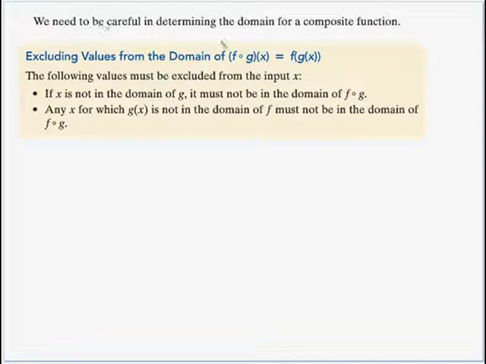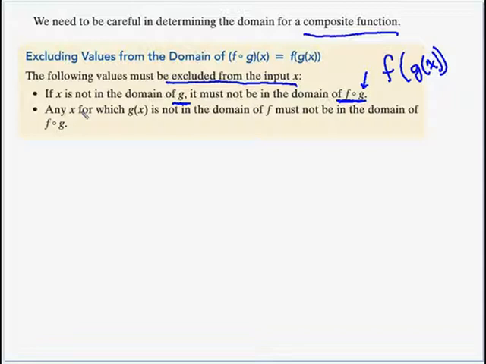So we need to be careful in determining the domain for a composite function. The following values must be excluded from the input x. 1. If x is not in the domain of g, it must not be in the domain of the composite function f compose g. Notice g here is the second one, or the inner function, f of g of x. And 2, any x for which g of x is not in the domain of f must not be in the domain of the composition, f compose g of x.